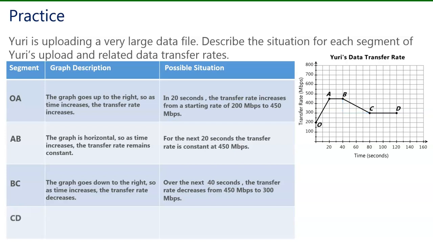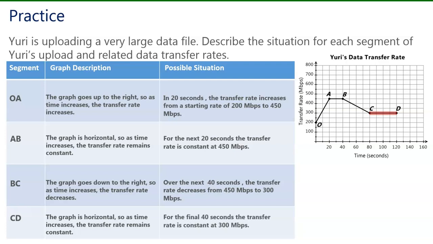Finally, segment CD. The graph is horizontal, so as time increases, the transfer rate remains constant. We could say that for the final 40 seconds, the transfer rate is constant at 300 megabits per second. And we're done.